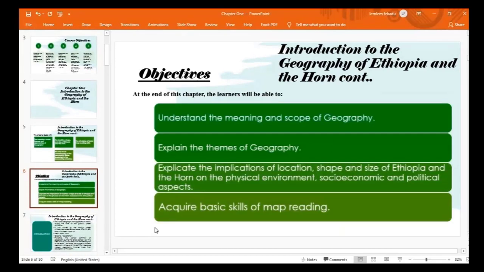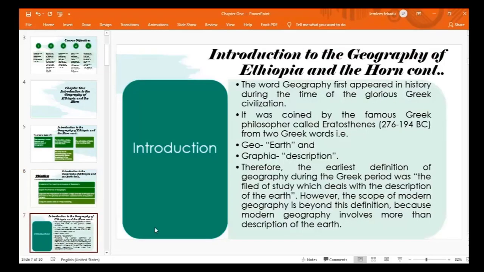Now, at the end of this chapter, the students will be able to understand the meaning and scope of geography, explain the terms of geography, and explicate the implications of location, shape, and size of Ethiopia and the Horn on the physical environment, socio-economic, and political aspects. And finally, the students will be able to acquire basic knowledge of map reading. Now we'll pass to the introductory parts.